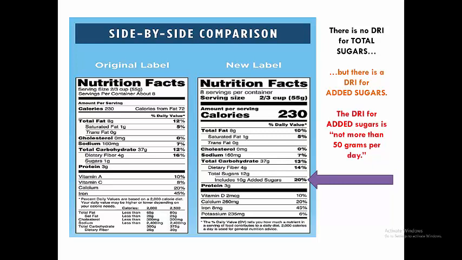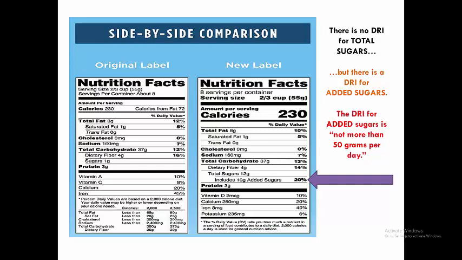But when they have to explicitly tell you how many grams of added sugar are in the contents, that's useful information. So the recommendation is that we not consume more than 50 grams of added sugar a day. That's actually not a lot. It adds up very quickly.